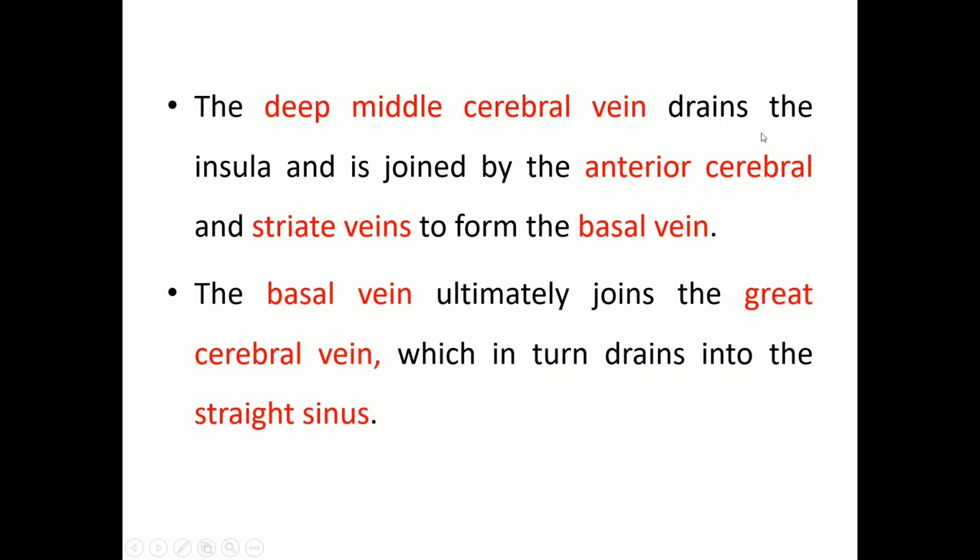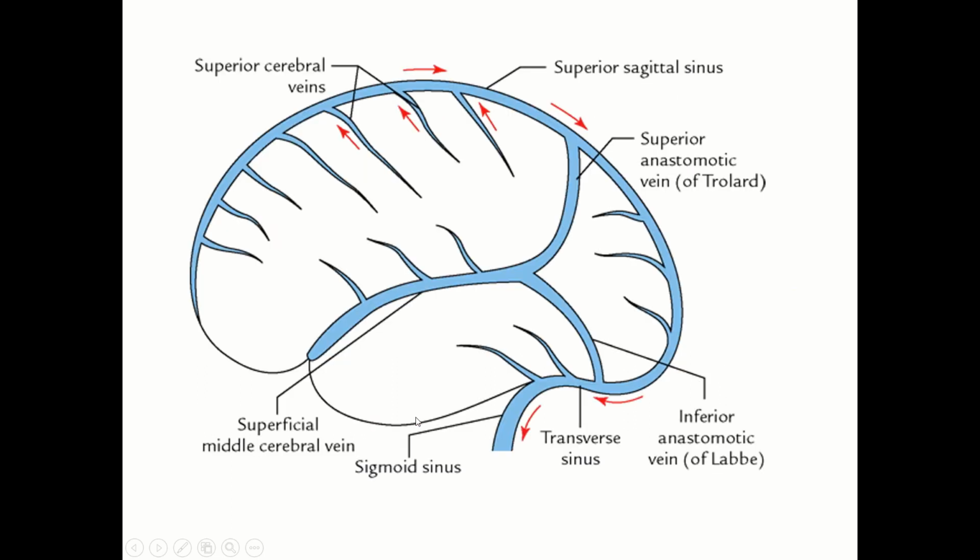The deep middle cerebral vein drains the insula and is joined by the anterior cerebral and striate veins to form the basal vein of Rosenthal. The basal vein ultimately joins the great cerebral vein, which in turn drains into the straight sinus.